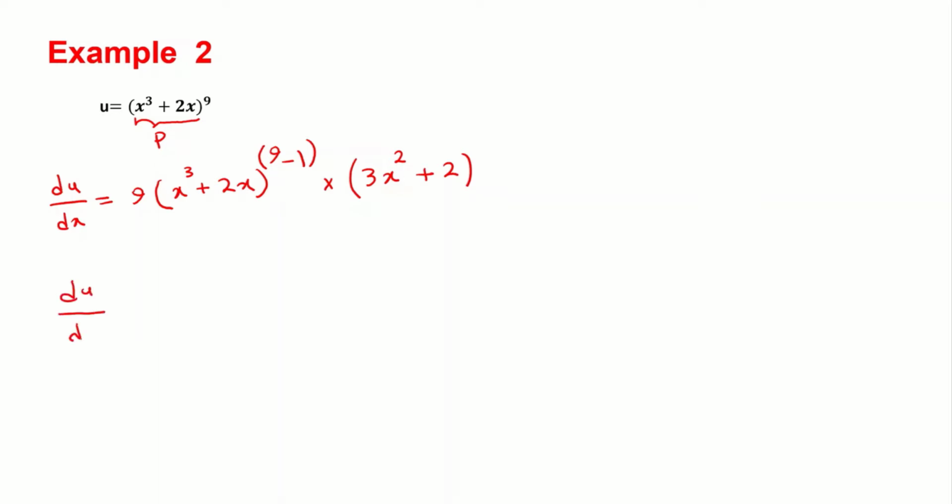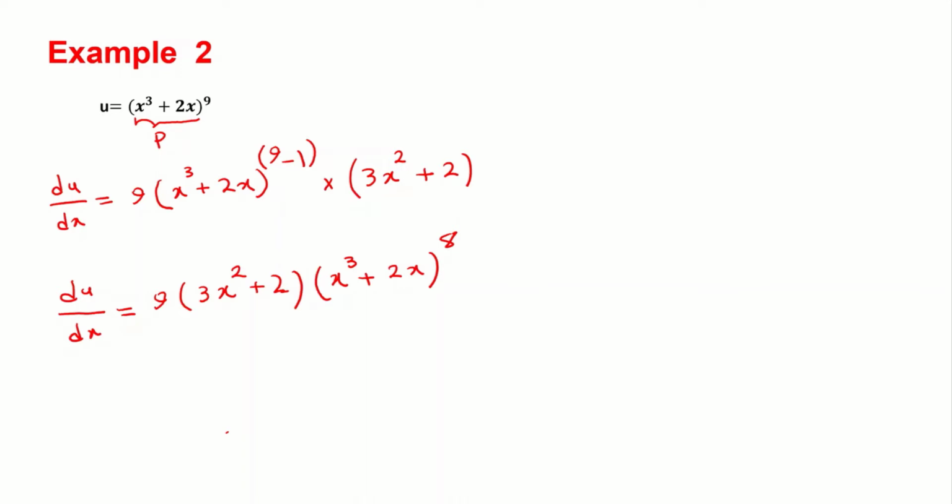du over dx equal to 9 times (3x squared plus 2) times (x cubed plus 2x) to the power of 8. So again, this problem was showing how we can use the chain rule for this type of function.